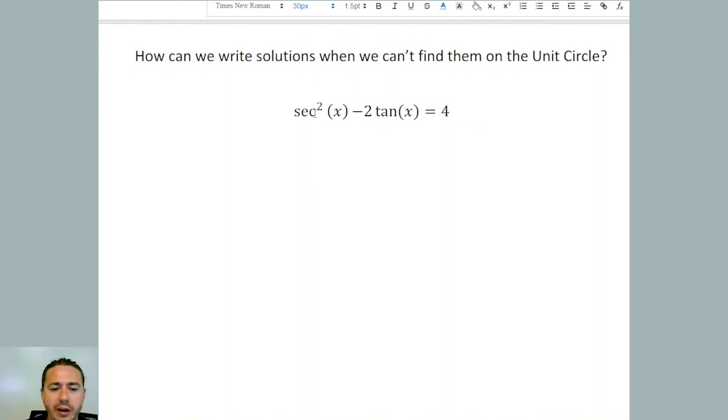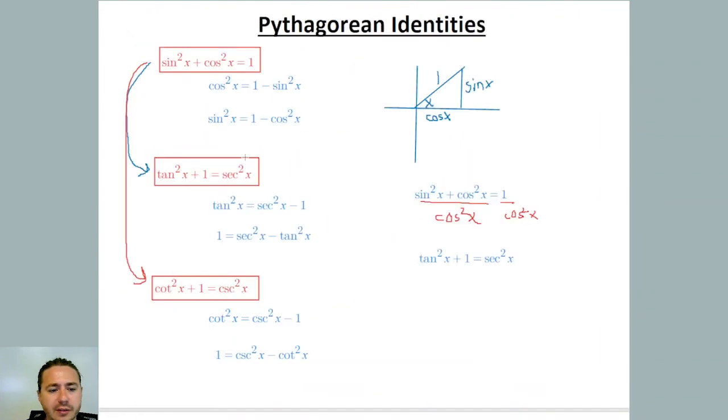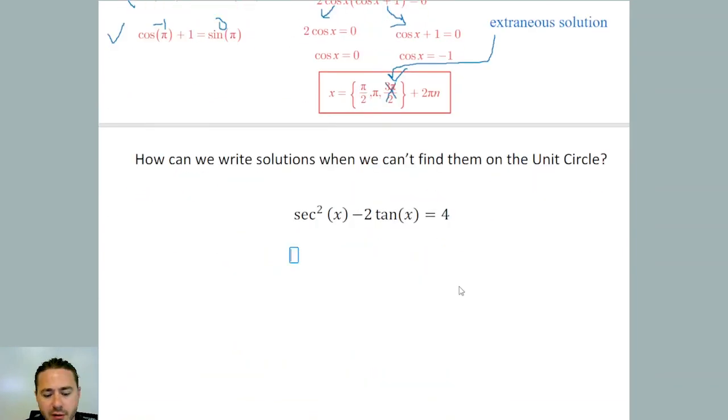Okay, so right now I'm noticing I got a secant and a tangent. So I'm going to rewrite secant using my Pythagorean identity. Secant squared x is equal to tangent squared x plus 1. So I'm going to rewrite this as tangent squared x plus 1. That's how I'm rewriting secant squared x, minus 2 tangent of x equals 4.